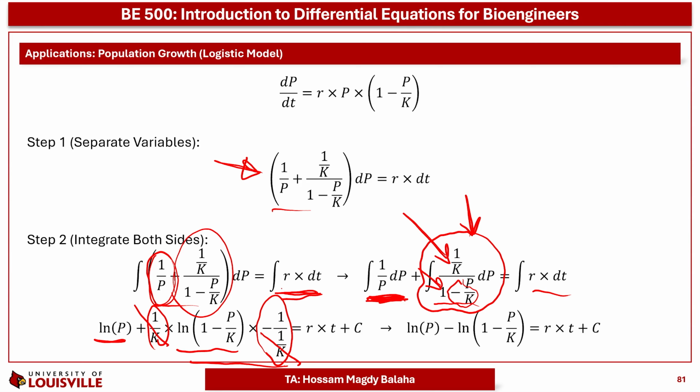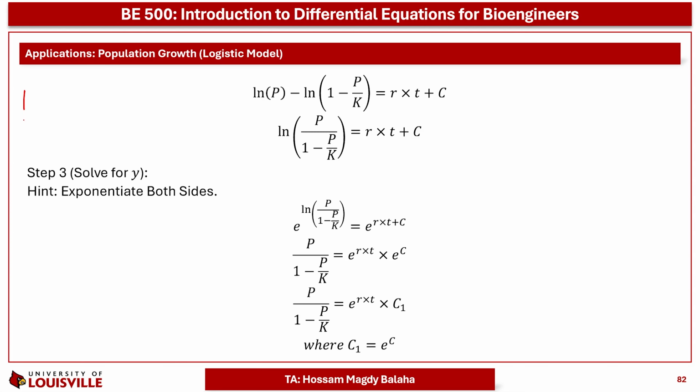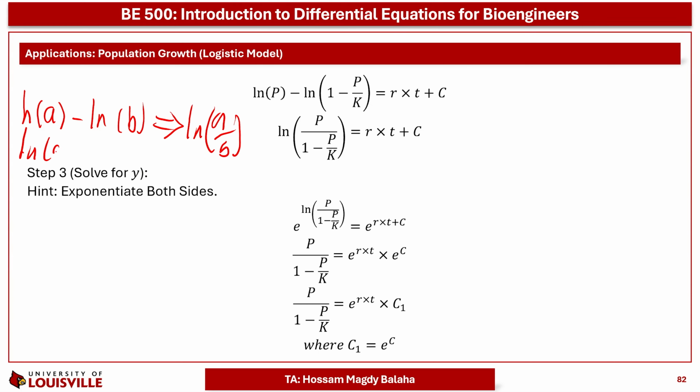The integration of r dt will be rt plus the constant. Simplify, ln p will be here. These cancel each other. There is a negative sign here. ln 1 minus p over k equals rt plus c. If you find ln of a minus ln of b, this simply can be converted to ln a over b. And ln a plus ln b can be converted into ln ab. So simply this will be converted to that, p over this factor.